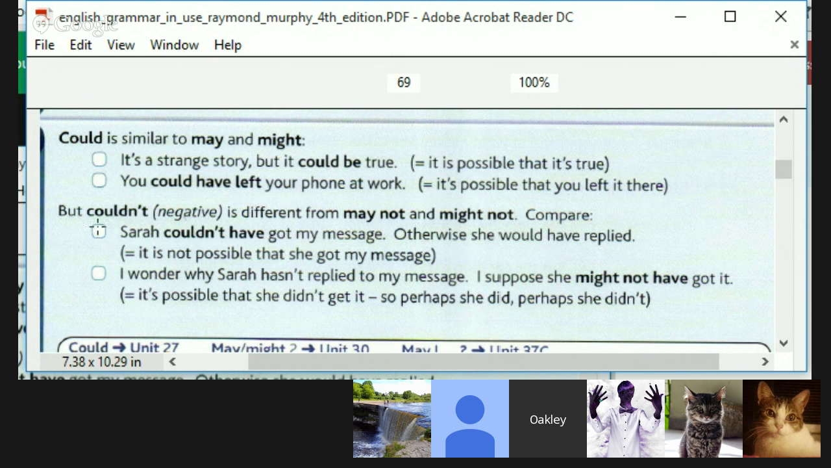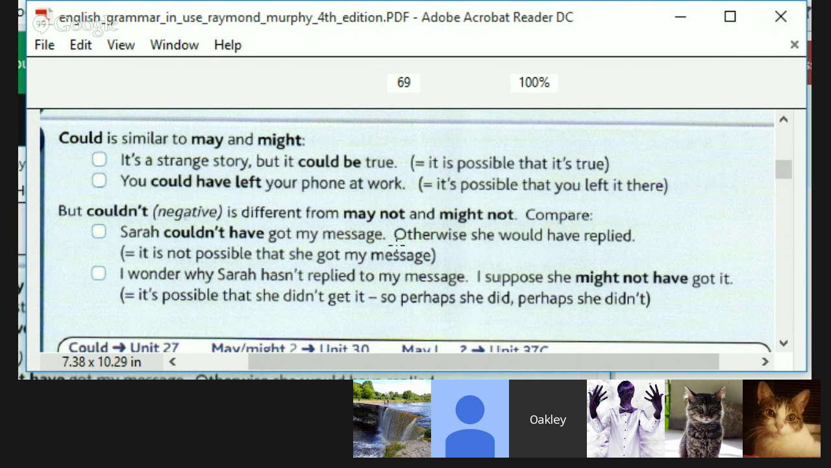Again, most times it doesn't make any difference to the understanding of the listener, but occasionally it could be important. Keep in mind that the negative of could doesn't work the same way as might not and may not. Couldn't means it's impossible, not 50-50, okay? So there you see how it's a little different when we look at the negative. You can kind of see what I was trying to explain. Might not or may not means 50-50, but couldn't means not a possibility. So you go from one possibility of many, could, to couldn't, which means 0% chance.